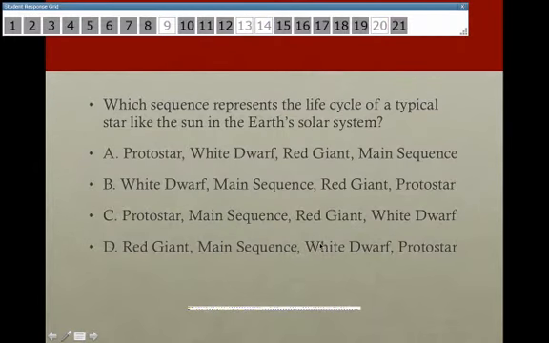Okay, which sequence represents the life cycle of a typical star? So we know what it should start with. That should get rid of two.